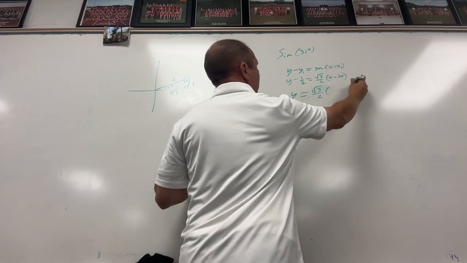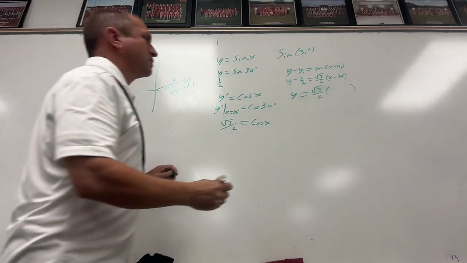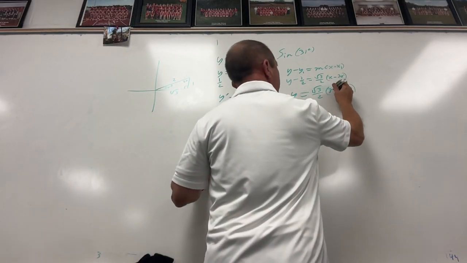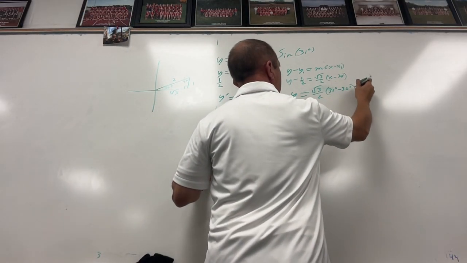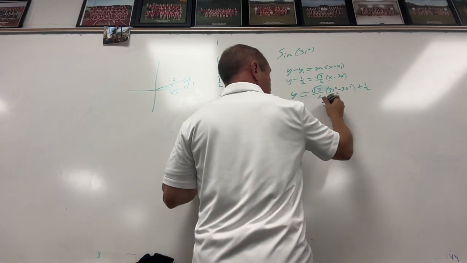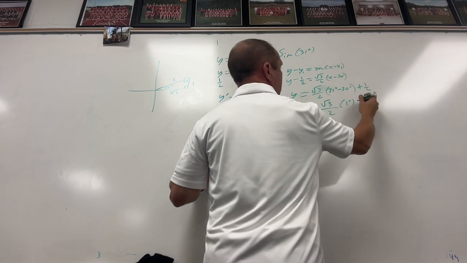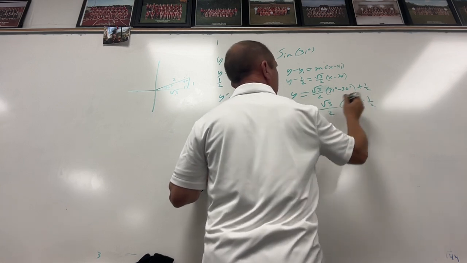All right, what's the x value that I'm interested in solving for? 31 degrees. So it's 31 degrees minus 30 degrees, plus 1/2. So square root of 3 over 2 times 1 degree plus 1/2.